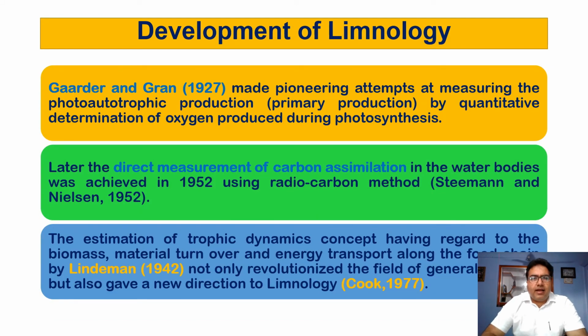Then Gardner and Gran in 1927 made pioneering attempts at measuring photoautotrophic production, that is primary production, by quantitative determination of the oxygen produced by photosynthesis. And later, the direct measurement of carbon assimilation in water bodies was achieved in 1952 by using the radiocarbon method by Steemann Nielsen.